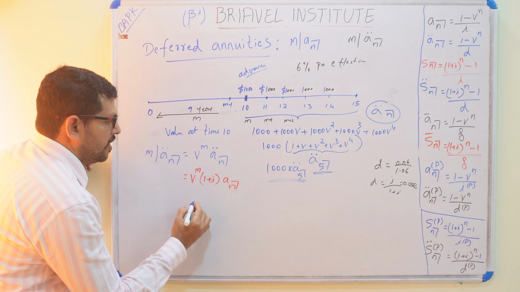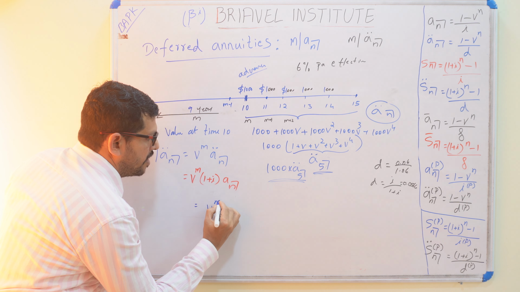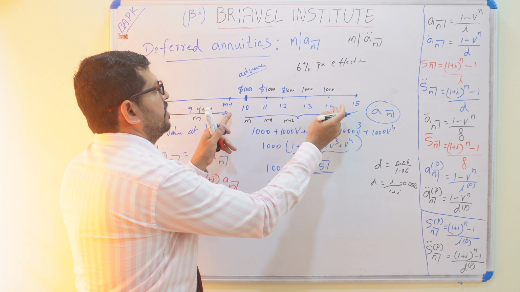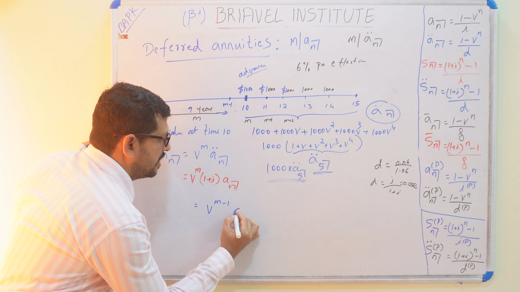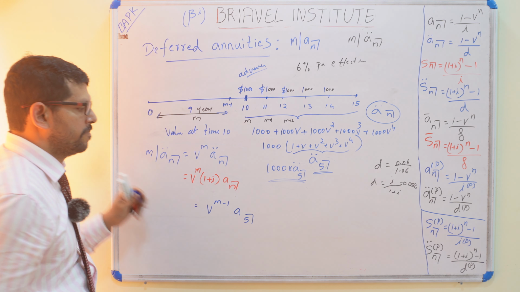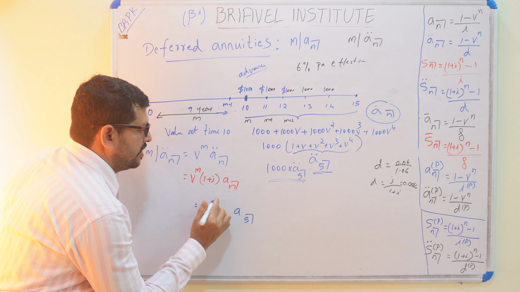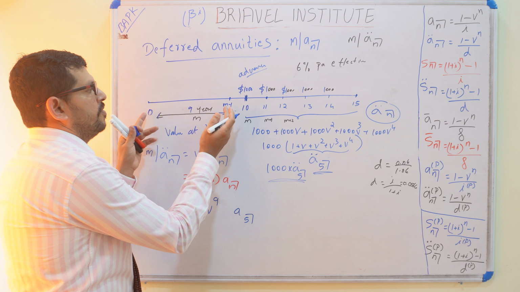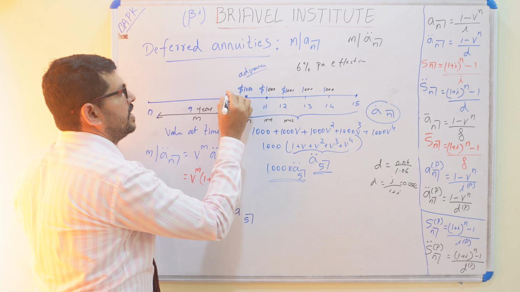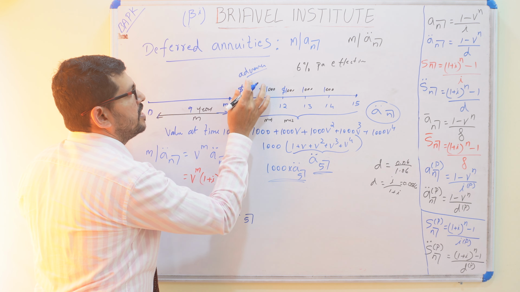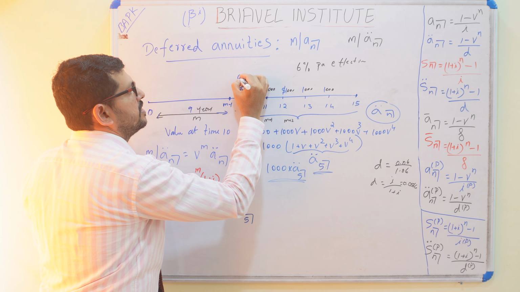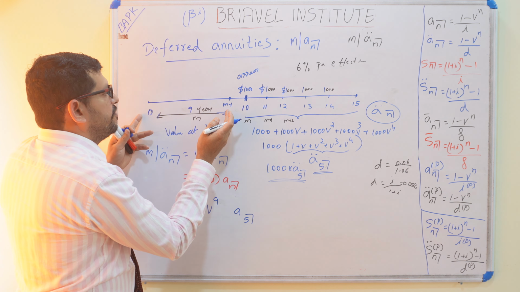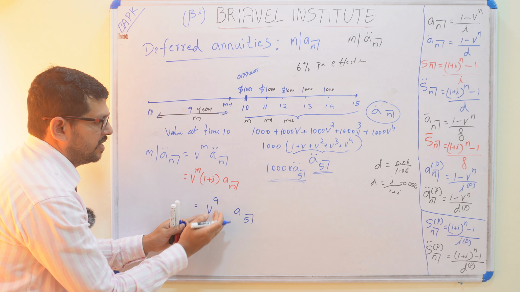So what will happen? Here we can directly write v raised to m minus 1. Up to here only we are taking, and from here to here there are 5 payments, that we can write as a5, v raised to m minus 1. What is v raised to m minus 1? It is 9. Now we have changed it to m minus 1 years. So from here this payment is arrears, not advance. This payment is at the 10th year, it is arrears, because we are taking a deferred period of 9 years.